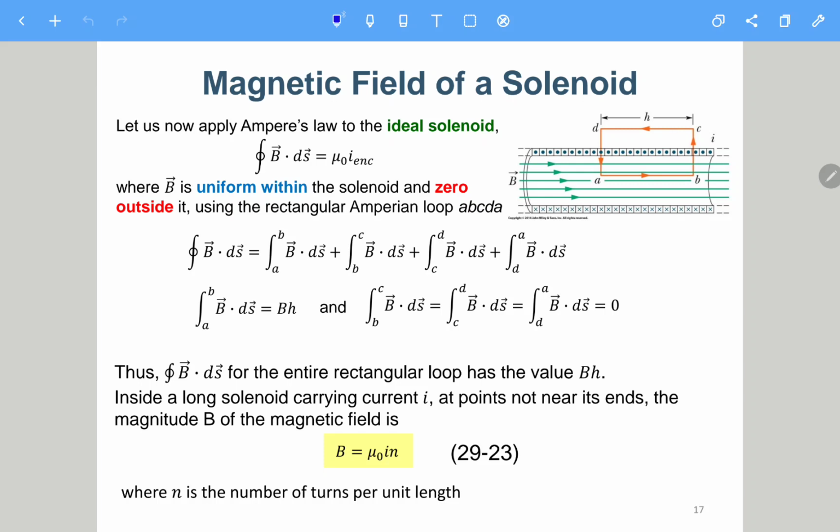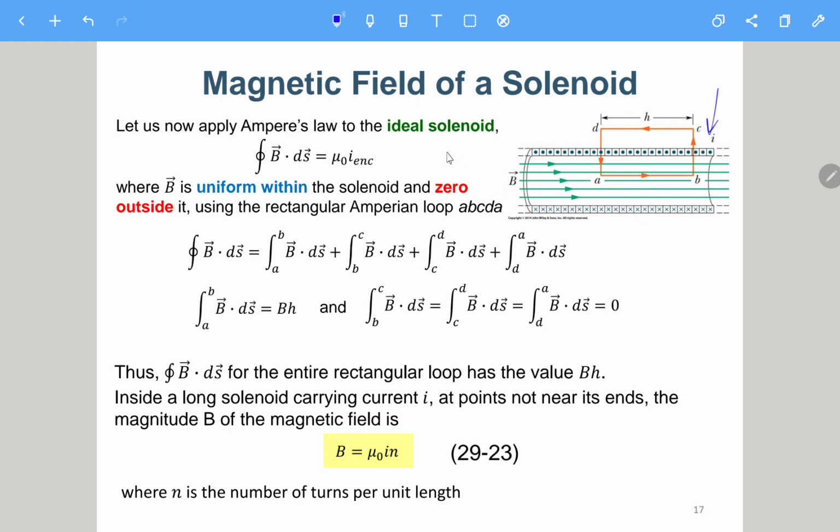Here we try to consider a solenoid. This is just a cross section. We cut it like this, so we can just see the cross section diagram, and all these currents are going out of the page, and all these currents are going into the page. So the current is actually like this, turn after another.